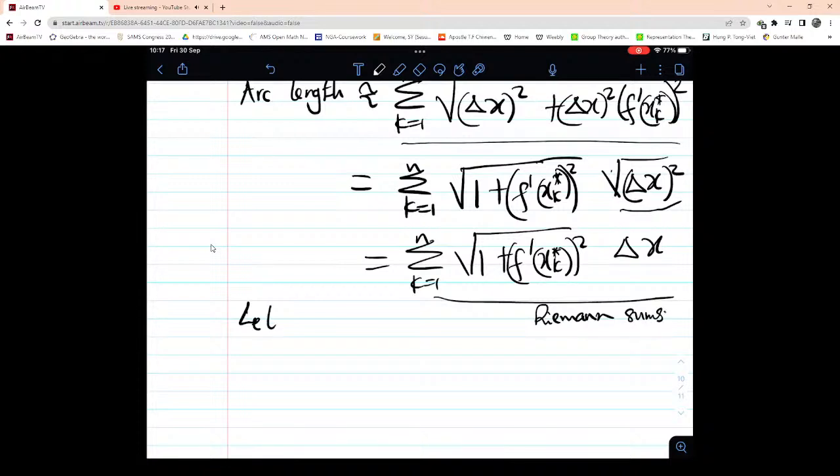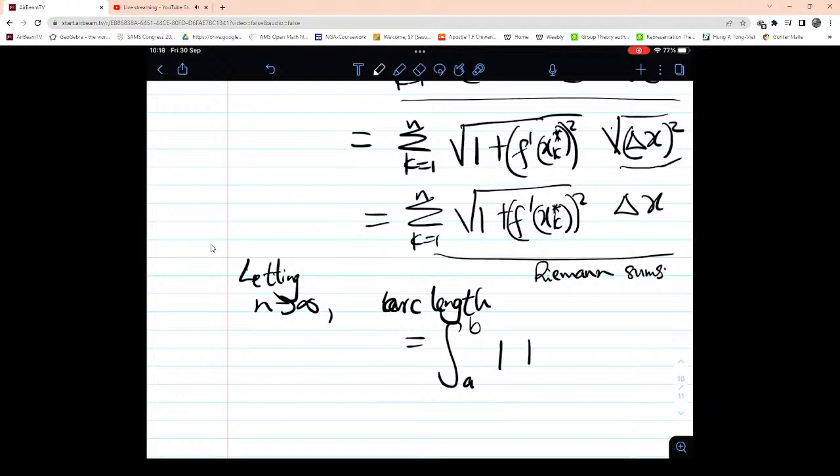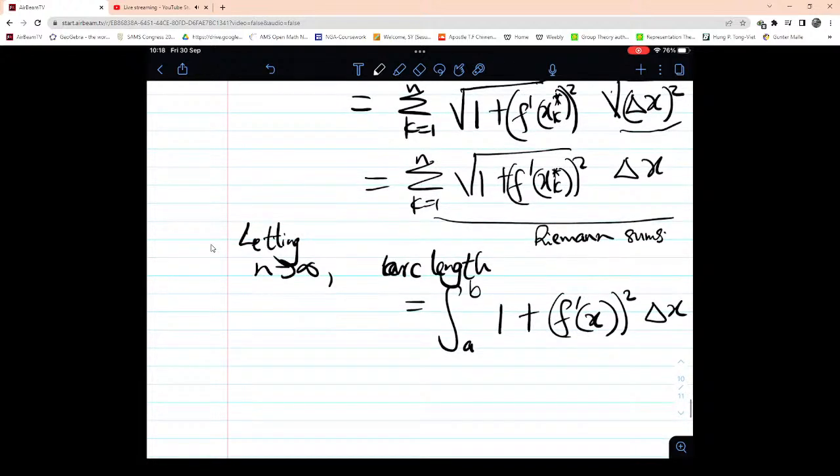So if we let n go to infinity, we will see that the arc length is equal to the integral from a to b of the square root of 1 plus f prime of x squared. We no longer have k's, right? So we've got x there times delta x. Sorry, what am I saying? f prime of x, that dx, not delta x.